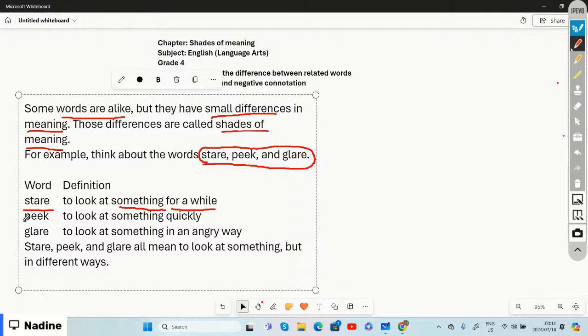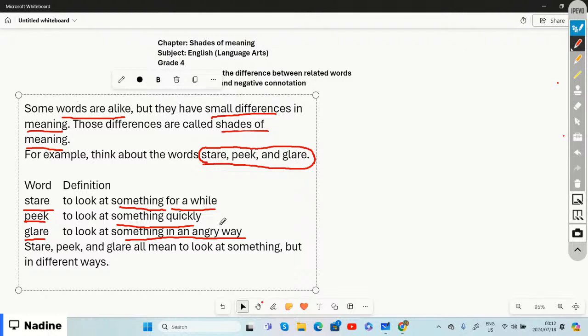And then we have peek. When we look at the word peek, peek is to look at something quickly. So it's to look at something, but look at it quickly. That is what it is to peek. And then we will have glare. And glare is to look at something in an angry way.